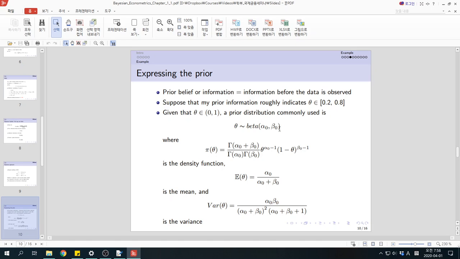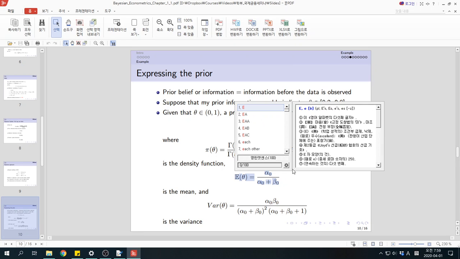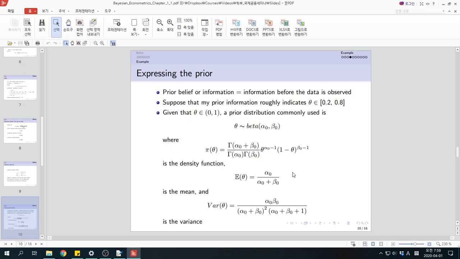Once alpha 0 and beta 0 are given, this is the expectation: alpha 0 over alpha 0 plus beta 0. And this is the variance: alpha 0 times beta 0 divided by alpha 0 plus beta 0 squared times alpha 0 plus beta 0 plus 1. One thing you need to know about the beta distribution is that suppose alpha 0 and beta 0 are both 5. Then 5 over 5 plus 5, so the expectation is 1/2. And then there must be some variance.